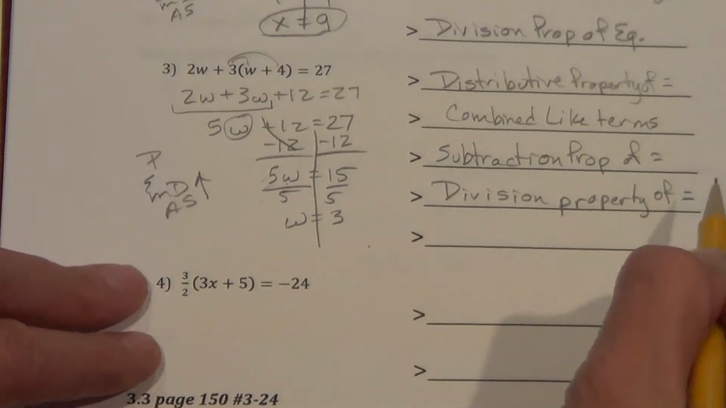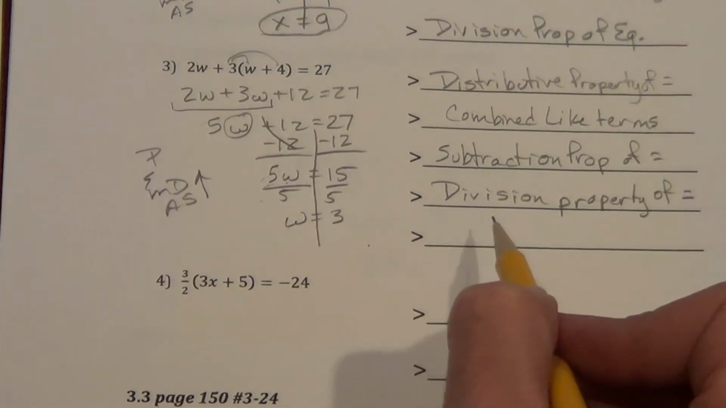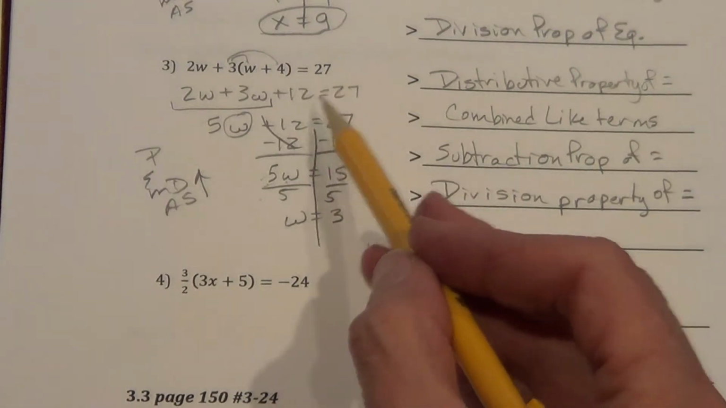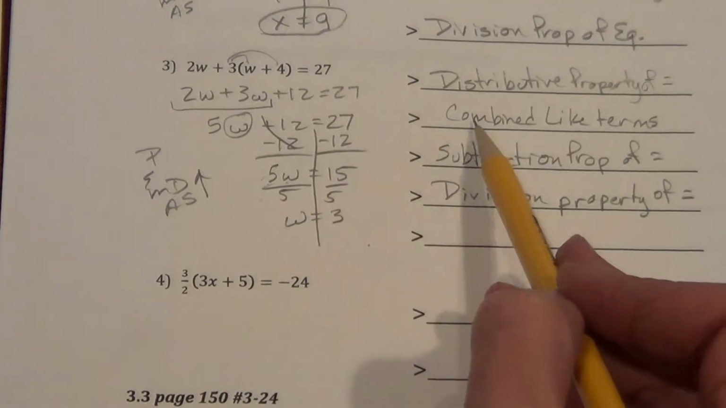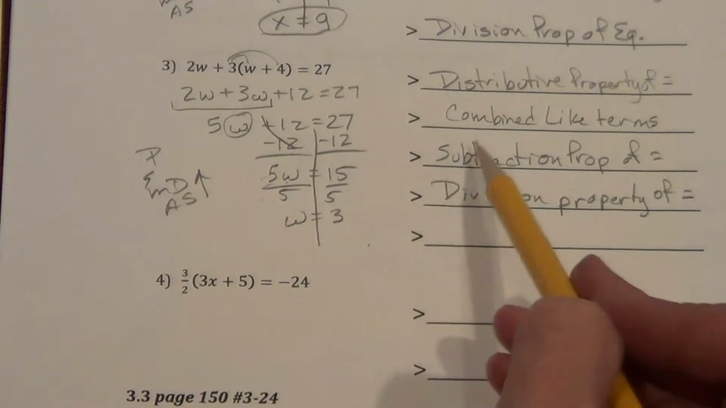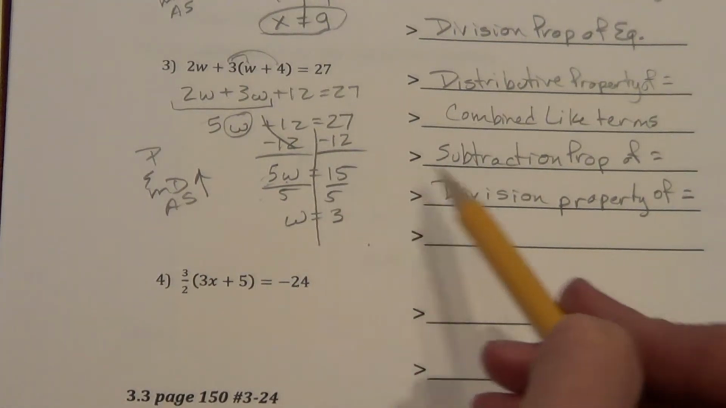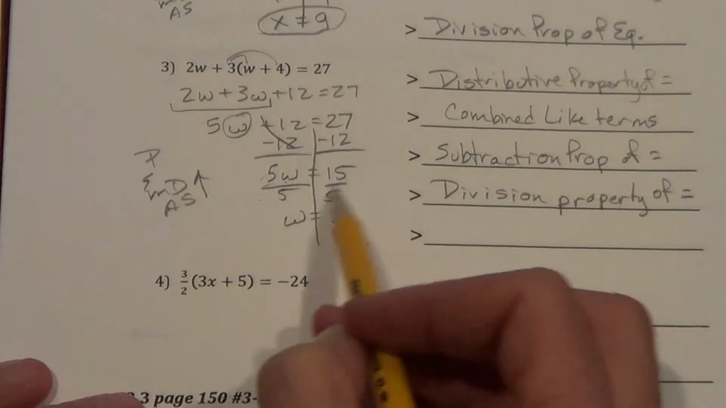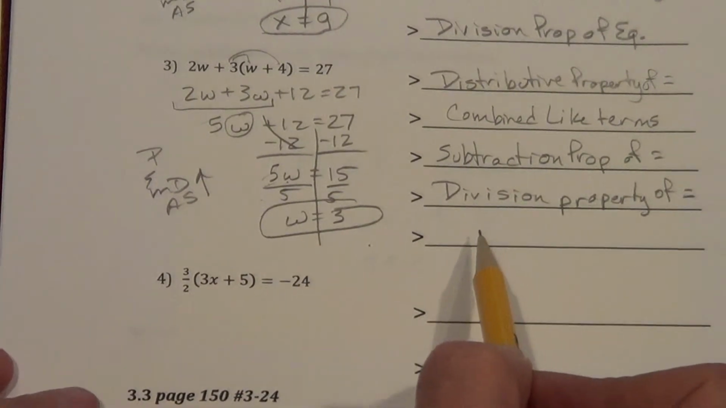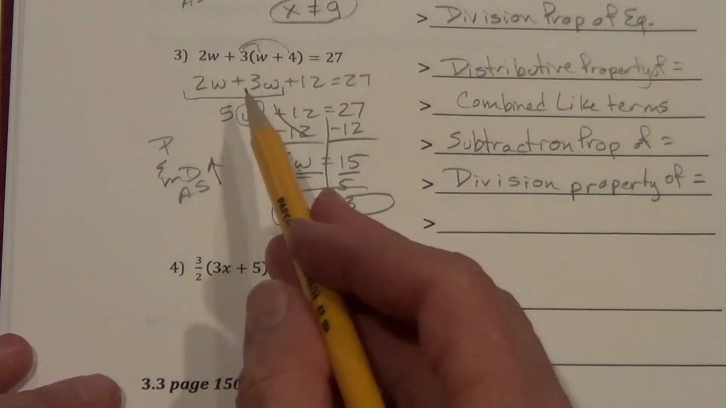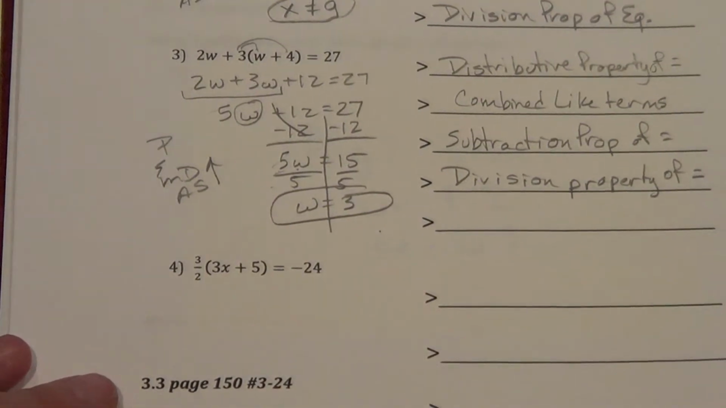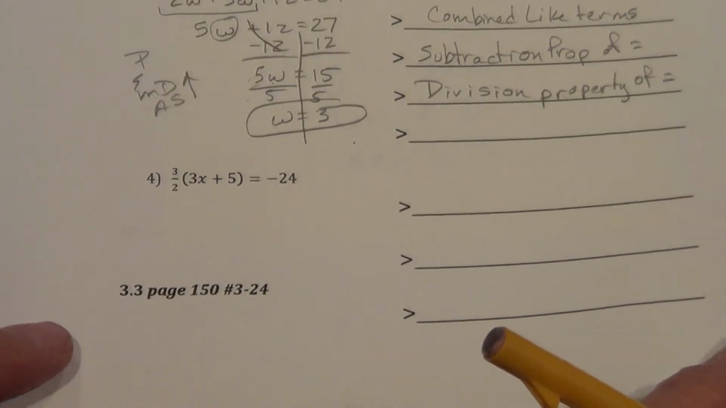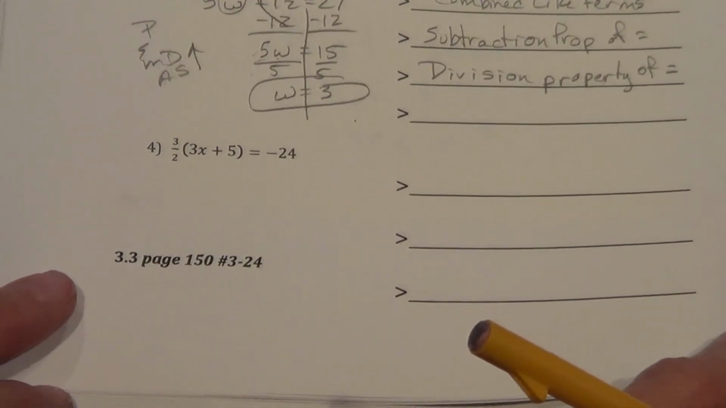And then we end up with an extra slot. If that happens, don't sweat it. Just double check that you've written down everything. We had distributive, we had combined like terms, subtraction property of equality, division property of equality, and that's our final answer. So I'm satisfied that it's correct. We could plug it back in and check it. I'm not going to on the video, simply because I don't want to have to upload a longer video.